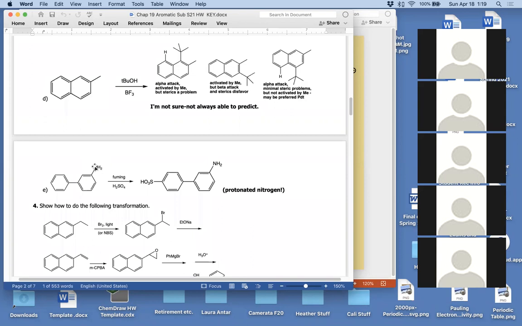Would only fuming sulfuric acid protonate the aniline? Any sulfuric acid would. Okay, got it. Thanks.